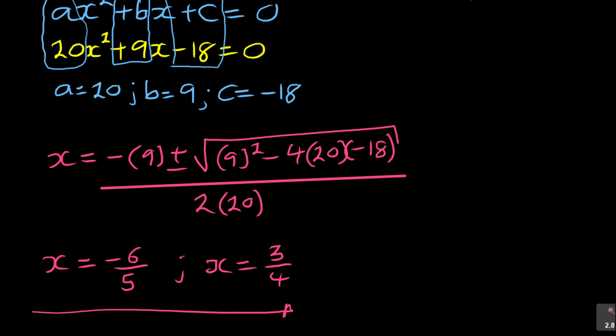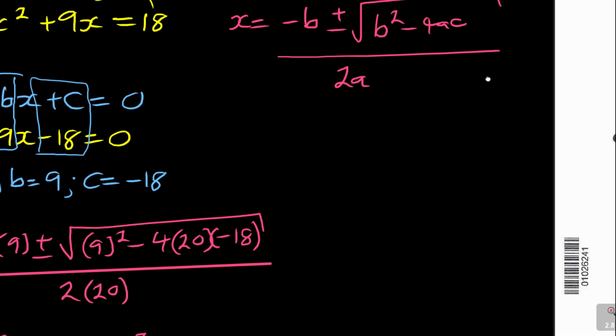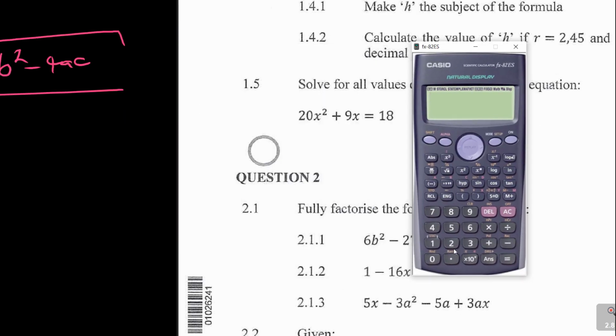So you just write those two answers, then you test the answers. Check the first one, if x is negative, I think it was negative 5 over 6, not 6 over 5, so negative 5 over 6, you take it into the original here, it must give you 18. So if I come with the calculator again and say 20 bracket negative 6 over 5 squared plus 9 bracket negative 6 over 5, equal to, you see I'm getting 18.